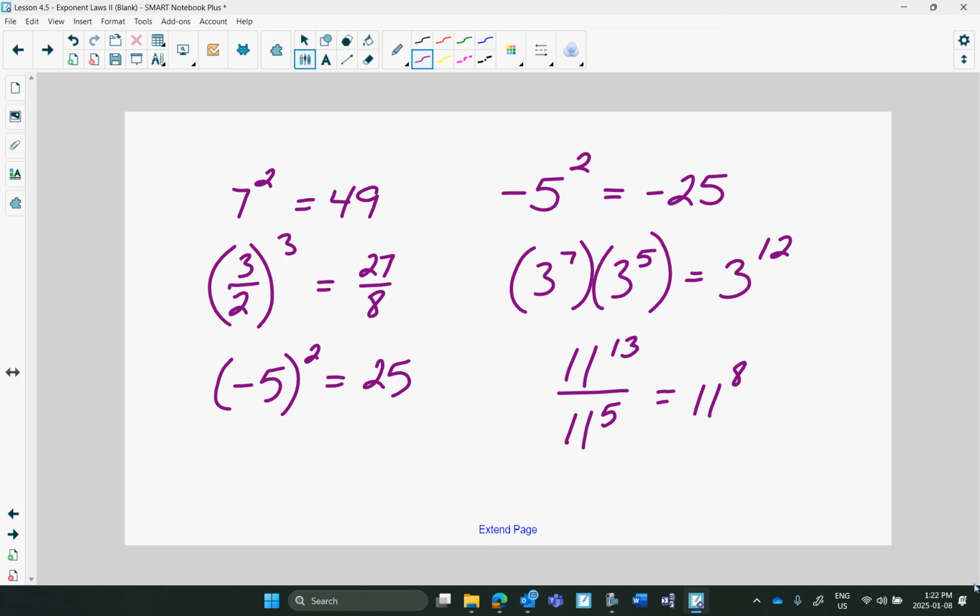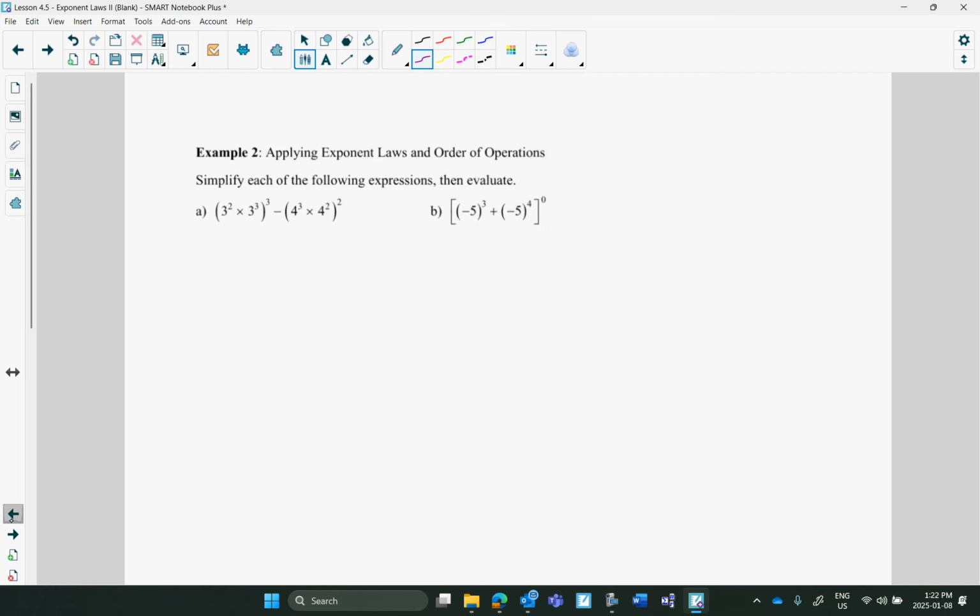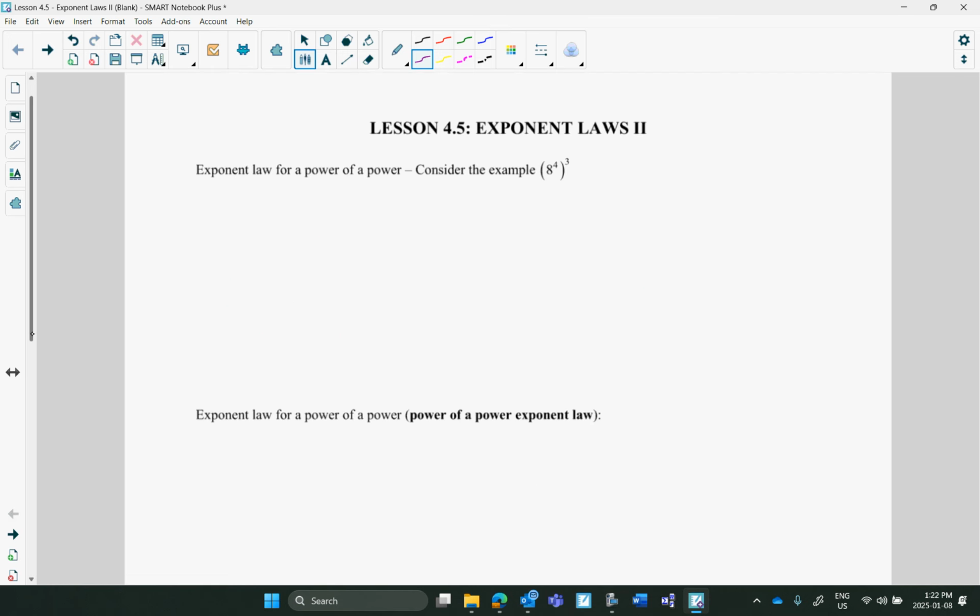All we're going to do today is one more exponent law. When we multiply powers, we add the exponents. When we divide powers, we subtract the exponents. There's one type of question left. Now you can go to 4.5. What happens when we take one power and raise it to another? This is lesson 4.5, not the exercises.